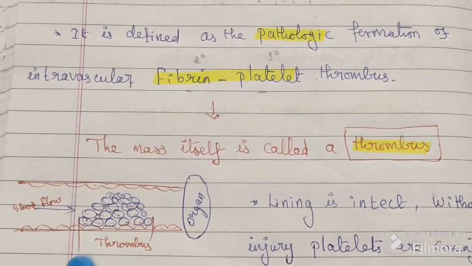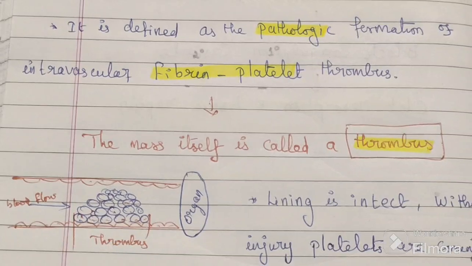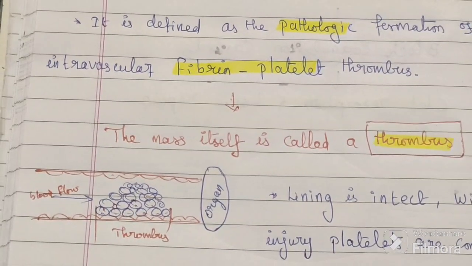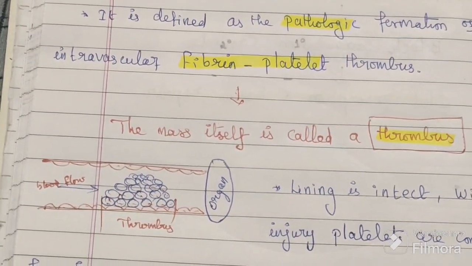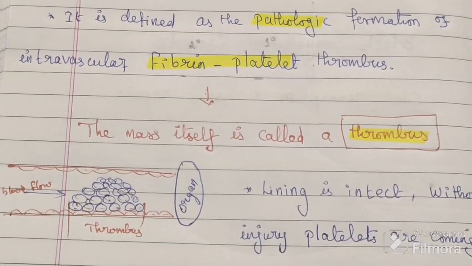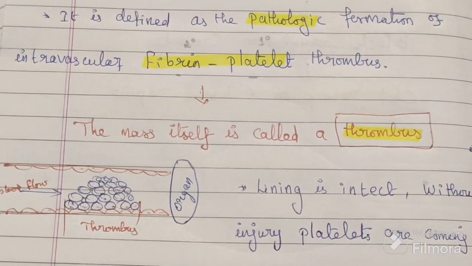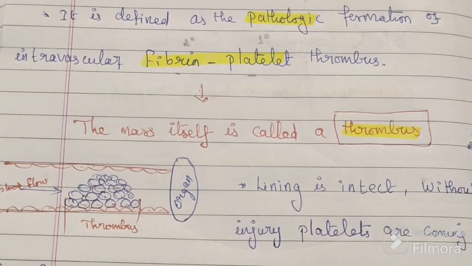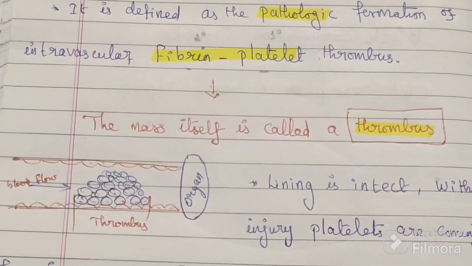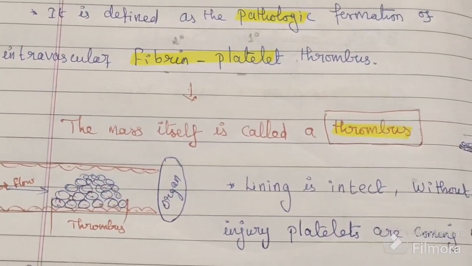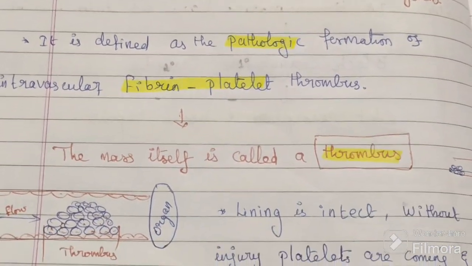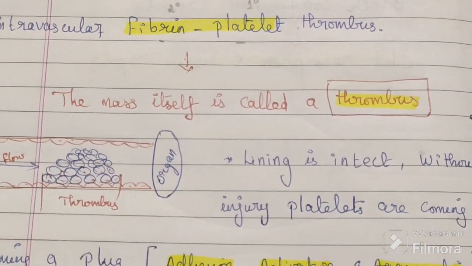So, the lining is intact, no injury, no damage. This is the organ, blood supplying to that organ, no injury here. Without any injury, platelets are coming and forming a clot. They show adhesion, activation and aggregation. These three processes also occur here and they form the clot. First primary clot formation, second secondary clot formation. So here fibrin, platelet, thrombus, only without injury.